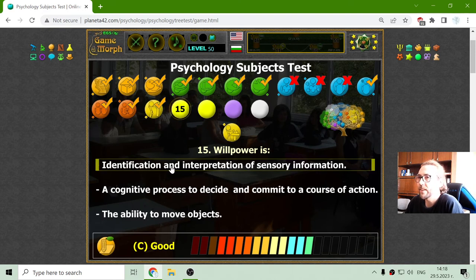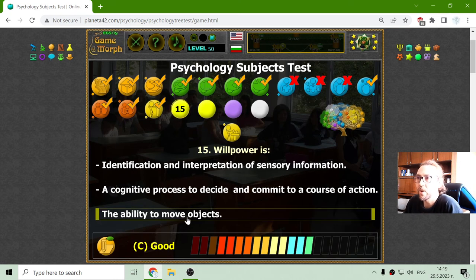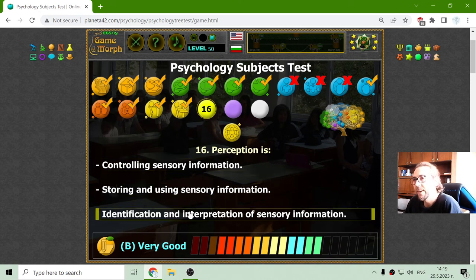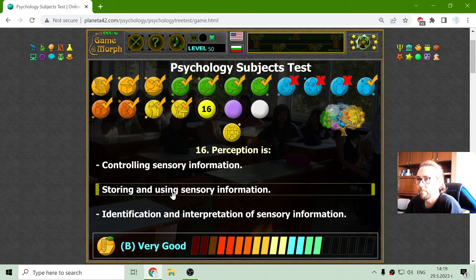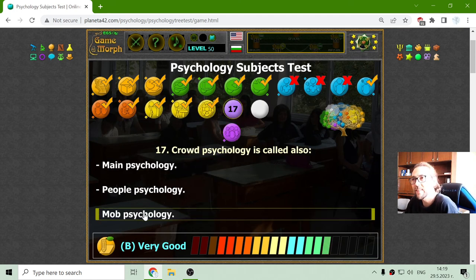Willpower. Is it identification and interpretation of sensory information? Is it a cognitive process to decide and commit to a course or action? Or is it the ability to move objects? Like a Jedi Knight. I think it's the second one. Perception is controlling sensory information, storing and using sensory information, identification and interpretation of sensory information. Perception. This is the last one. Well, by perception, we identify the things.